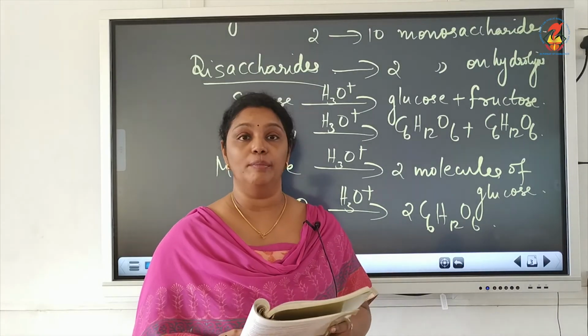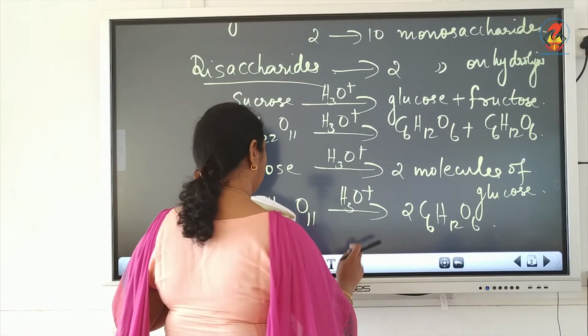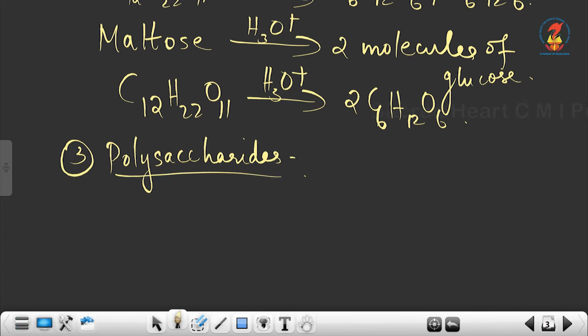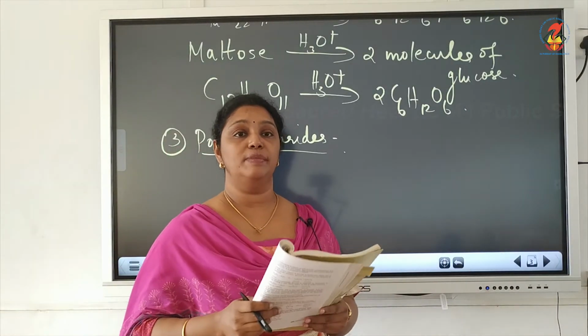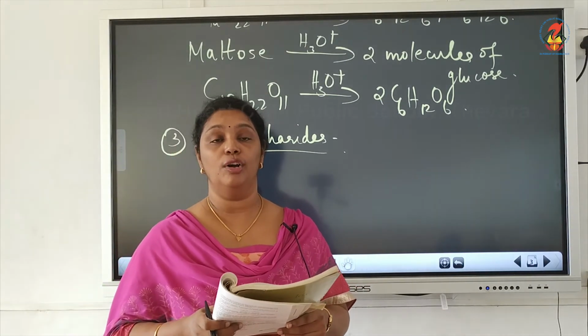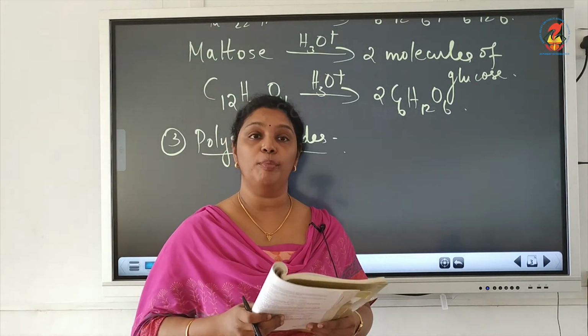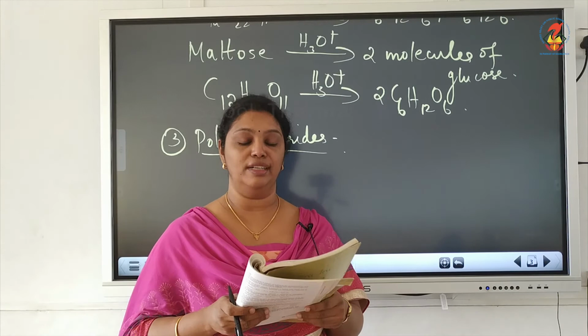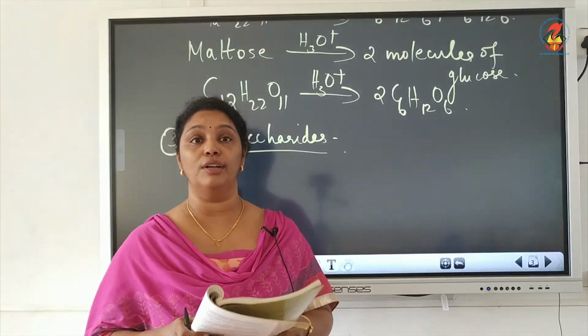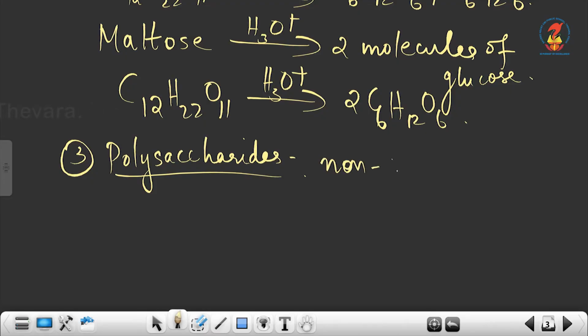Now the next type of carbohydrate is polysaccharides. So the third type is polysaccharides. Polysaccharides are carbohydrates which yield a large number of monosaccharide units on hydrolysis. Examples of polysaccharides are starch, cellulose, glycogen, gums, etc. These polysaccharides are not sweet in taste, hence they are also called non-sugars.